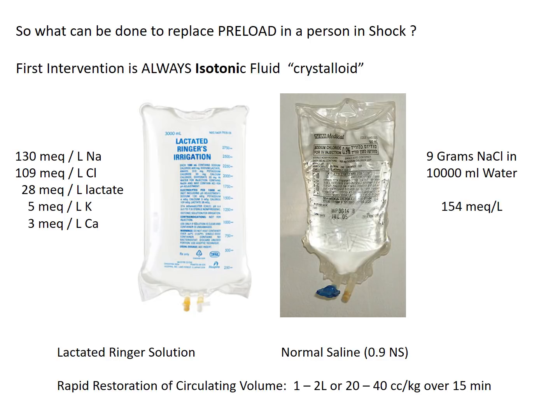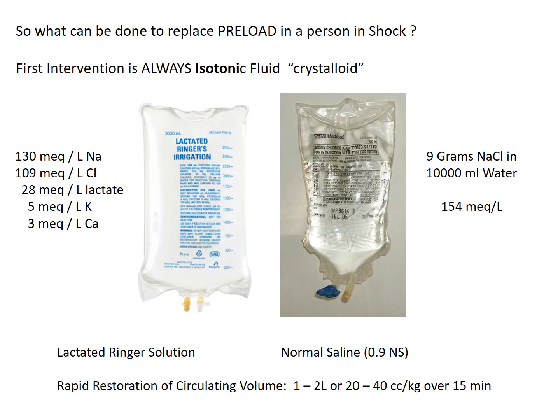Fluid replacement in an individual in shock can begin as either lactated ringer solution, and you can see the components of lactated ringers, or it can begin with sodium chloride, normal saline, and you can see that normal saline is primarily sodium and chloride in water versus lactated ringers containing sodium chloride, but also having some other electrolytes in there as well. Rapid restoration of circulating blood volume is critical in those first minutes of managing an individual with shock.